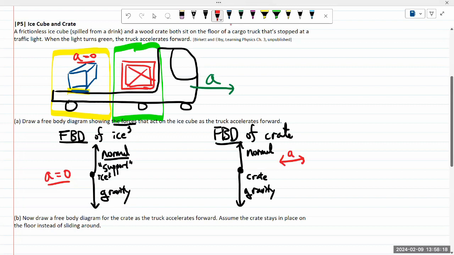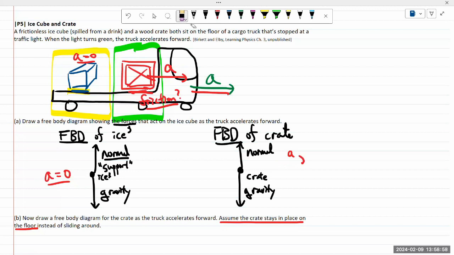And so we went through that analysis about the friction here. And oh, sorry, I drew this too close, but with the crate again, there's nothing that's touching it from the side. So if there's going to be any horizontal force, it'll be due to friction. And what the question says is, assume the crate stays in place on the floor, meaning as this truck is accelerating forward, the crate must be moving exactly the same way that the truck is moving. So it must be accelerating forward with the same acceleration that the truck has.